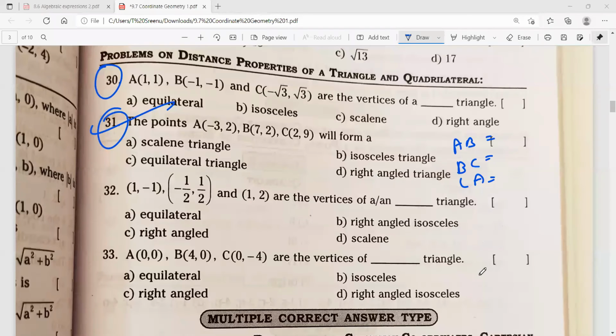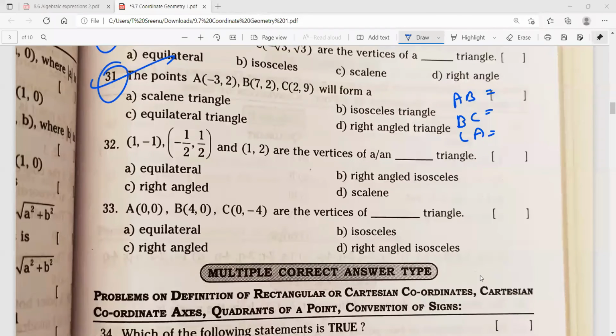Can you do 32? Here 1 by 2 is there. Can you do or not? 1 by 2, just subtraction only. Cross multiplication, you know, no? Try it.